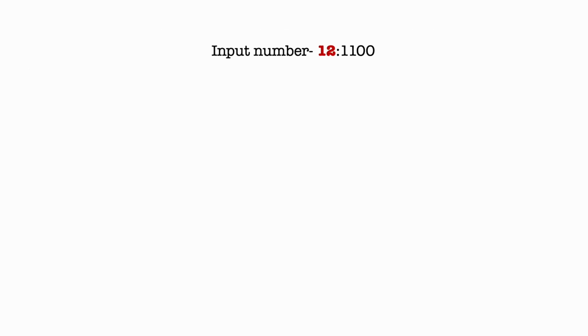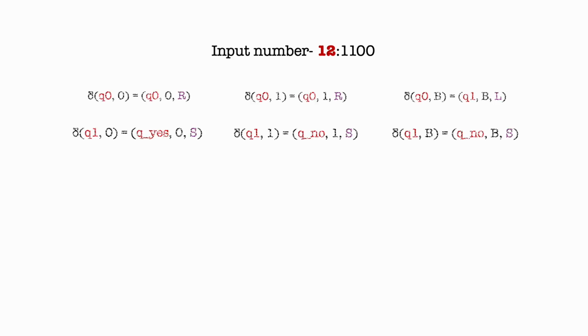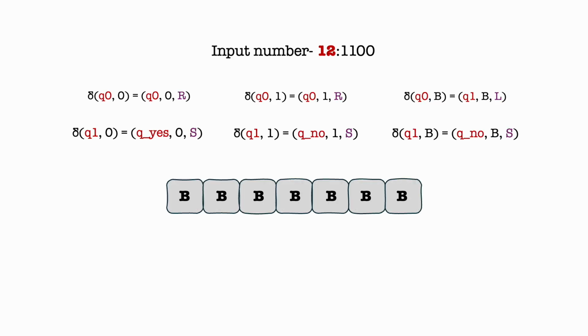Suppose the input binary string is 1100, which is equivalent to the decimal number 12, an even number. We have defined six transition functions. Initially, the tape contains only blank symbols. We write 1100 on the tape. The initial state is Q0. The head reads the first bit. Current state Q0, current symbol 1. According to the second transition function, the head writes 1, that is, there is no change. The head stays in state Q0 and moves right.